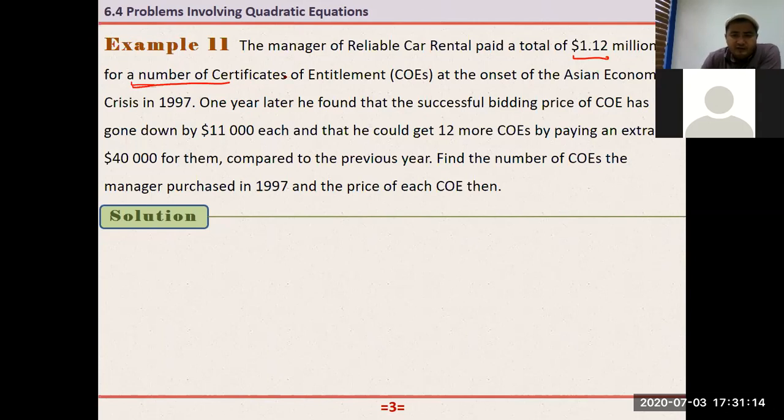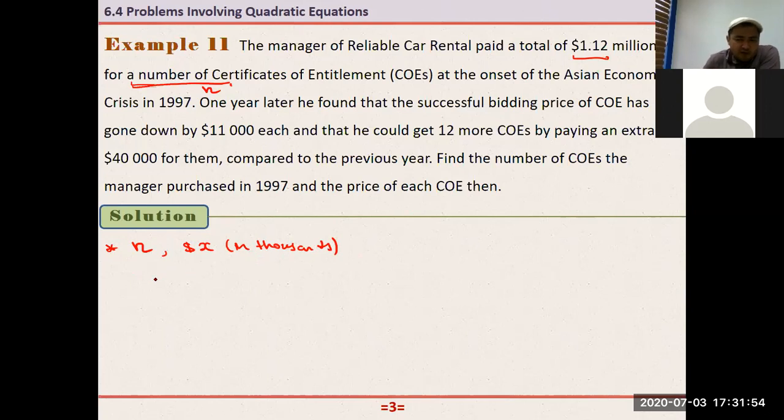So how many did you buy here? A number of certificates. Let's say this is N. The first one is N. And for each, how much did you pay? For each, let's say you paid X thousand dollars, in thousands, because it's millions, that's why you better write in thousands here, okay. So you bought N licenses, and for each you paid X thousand dollars, and in total it is $1.12 million.